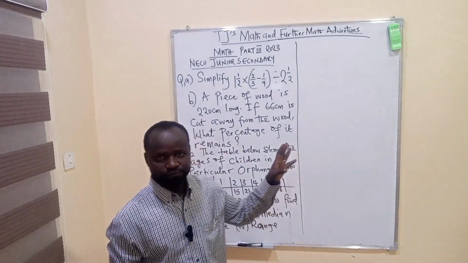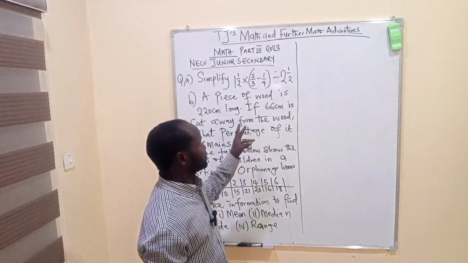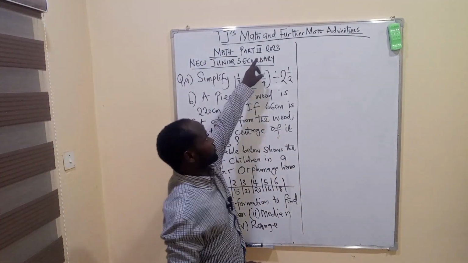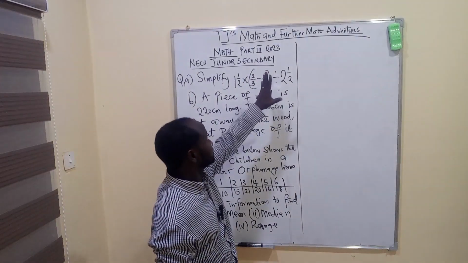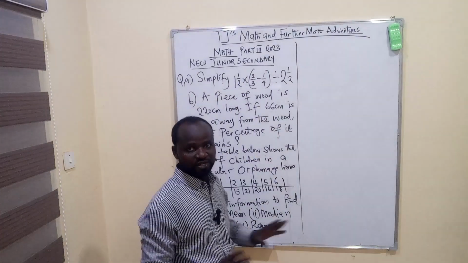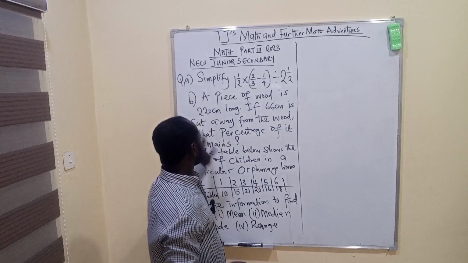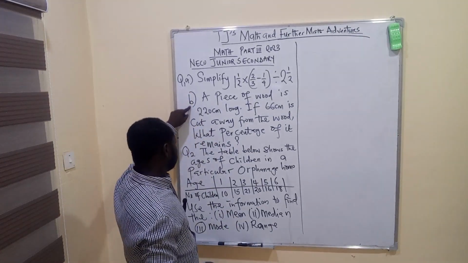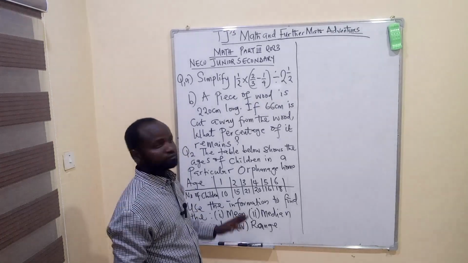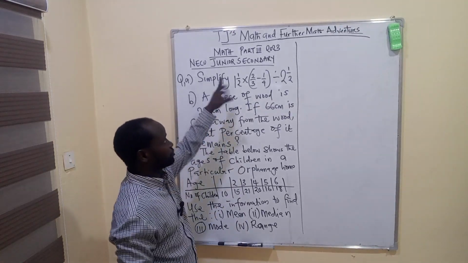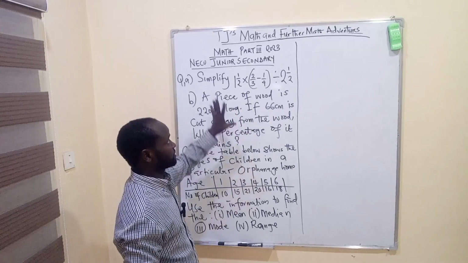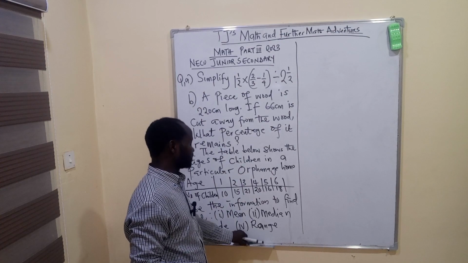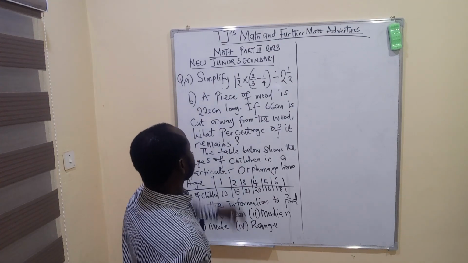In today's presentation, we'll be looking at questions from NECO Junior Secondary, part 3, the theory part, 2023. This is mathematics. We have question 1A, question 1B, then question 2. This is the entire theory of NECO Junior Secondary 2023, mathematics, part 3. Let's look at how we can handle this.